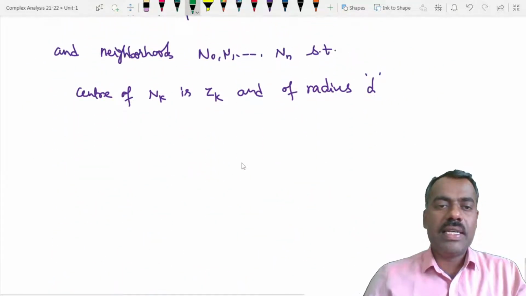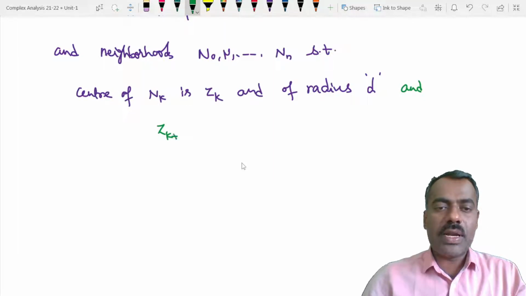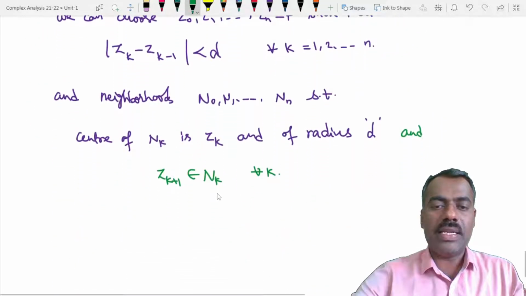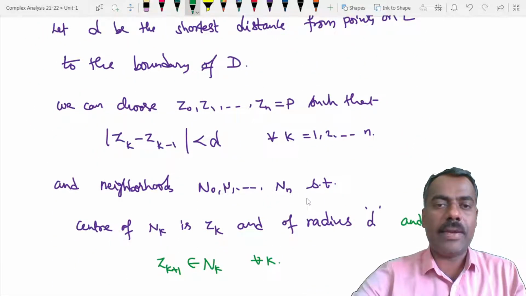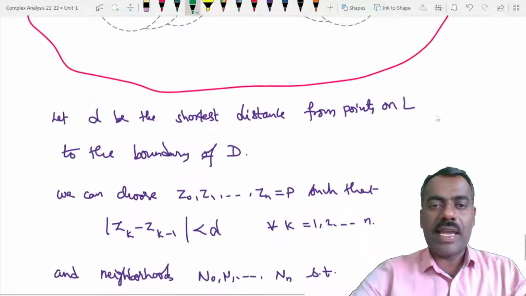So what we get is that zk plus 1 belongs to nk for all k, okay? That means z1 belongs to n0, z2 belongs to n1 and so on. That is the meaning of it, right? Fine. So with this information, now consider n0.